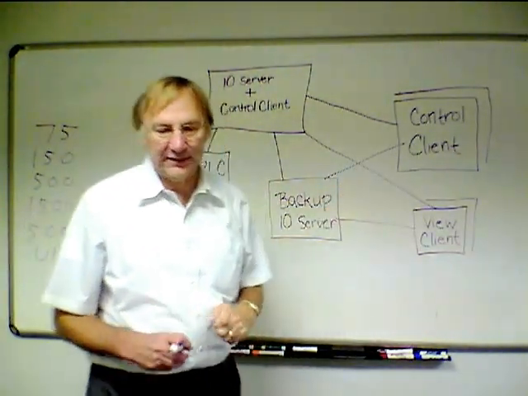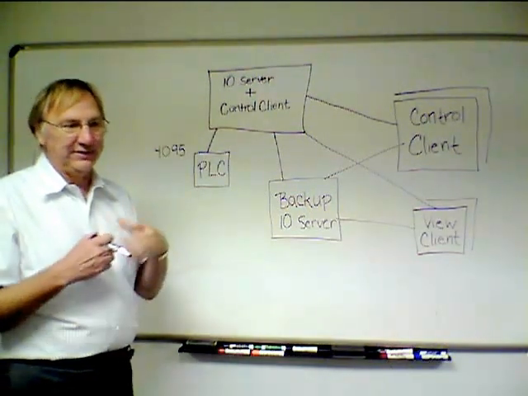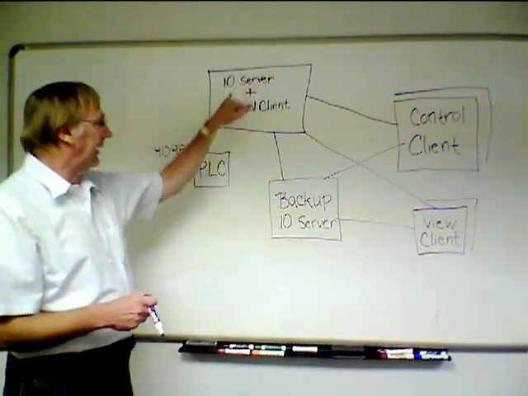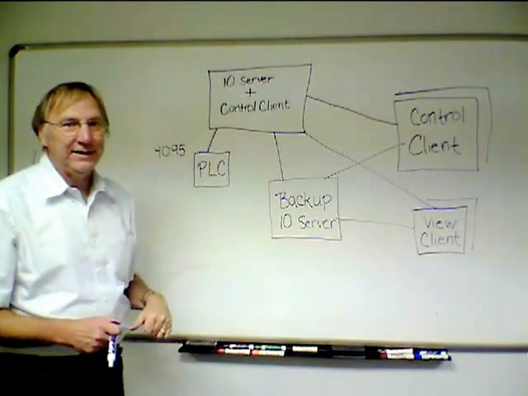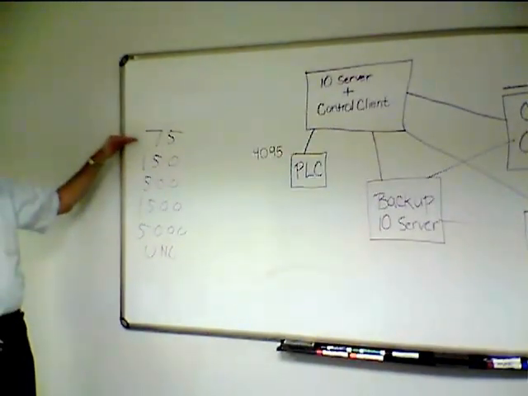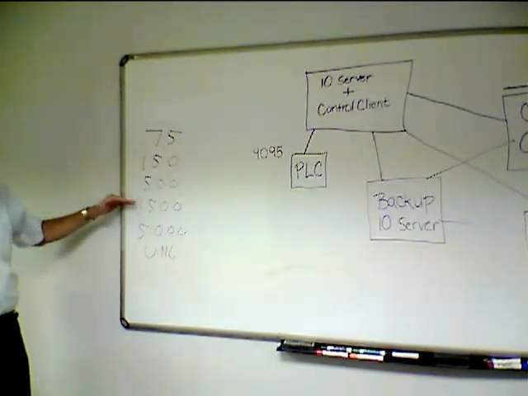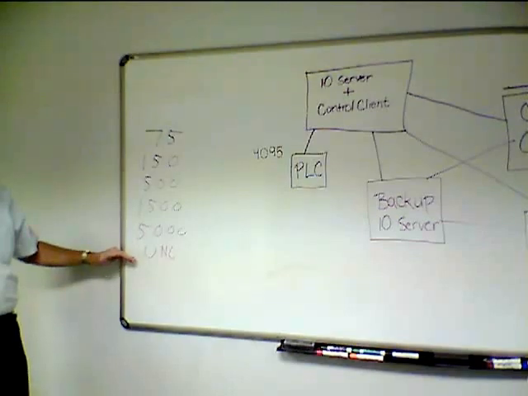Now, when we sell Cytec, we sell it in point counts. A point is a piece of information leaving from the I/O server to the PLC. And if we come over here, this is our typical license count. 75, 150, 500, 1,500, 5,000, and unlimited.